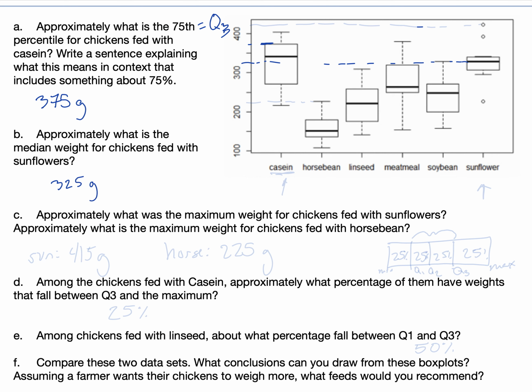Approximately what is the maximum weight for chickens fed with sunflowers? Well, again, we've got that outlier, so we can see where that lines up. It seems like it might line up around 415. So for sunflowers, it was about 415 grams. And for horse bean, that's here, the maximum is approximately 225. So horse bean, 225 grams.